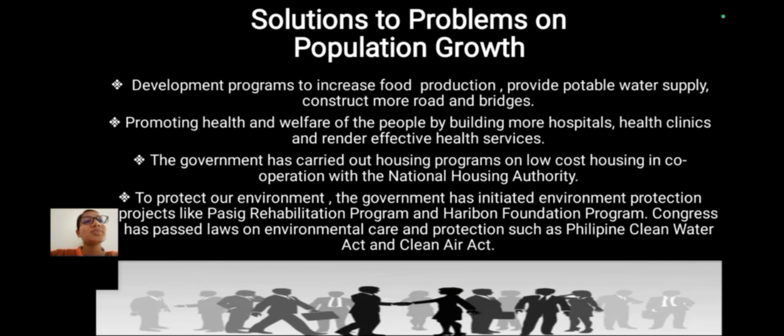Solutions to problems on population growth. Development programs to increase food production, provide potable water supply, construct more roads and bridges. Promoting health and welfare of the people by building more hospitals, health clinics, and rendering effective health services. The government has carried out housing programs and low-cost housing in cooperation with the National Housing Authority. To protect our environment, the government has initiated environment protection projects like Pasig Rehabilitation Program and Haribon Foundation Program. Congress has passed laws on environmental care and protection, such as Philippine Clean Water Act and Clean Air Act.